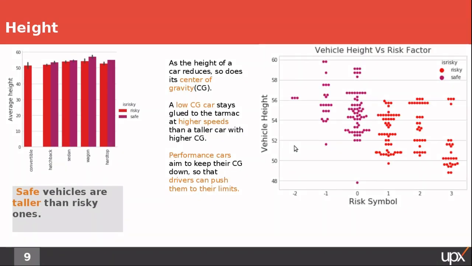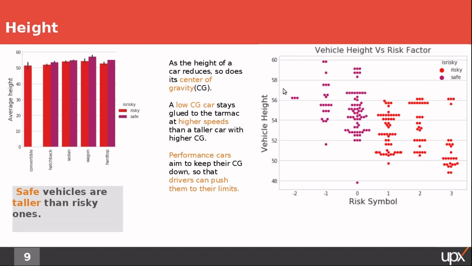Let's compare the height of a vehicle to the risk symbol associated with it. On the left-hand side, you can see that the average height of the risky vehicles is always less than their safer counterparts. The red stands for risky and purple stands for safe vehicles. Now, on the right-hand side, you can see that as the height of the vehicle reduces, the symboling values, or the risk factors associated with each group, increase, meaning the risk goes up when the height comes down.